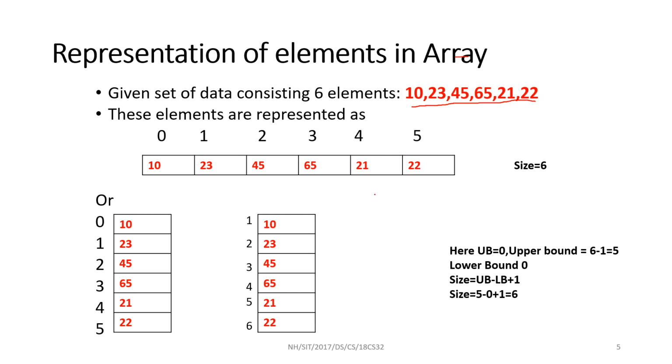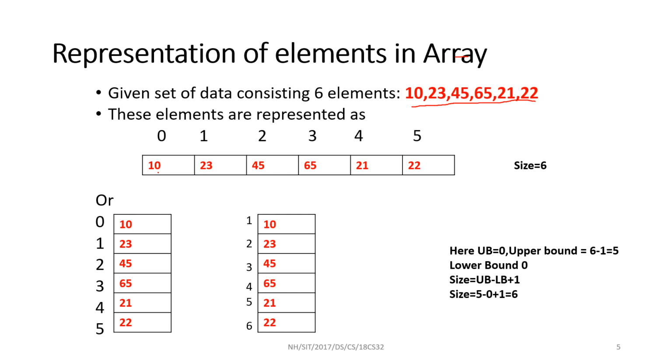If I use horizontal representation, I can start from index 0 or 1. Even in vertical also, I can start from index 0 or 1. All these are possible. We'll take one or two examples. Suppose this is the representation used, horizontal representation. There are 6 elements here as you can see. We'll put all these elements in successive memory locations. We'll not think much about the physical address. We'll be representing all these theoretically.